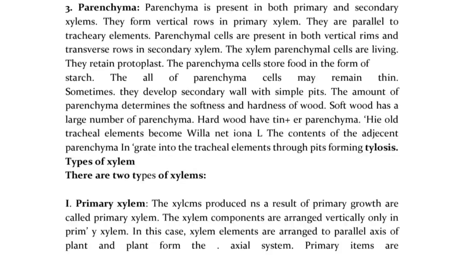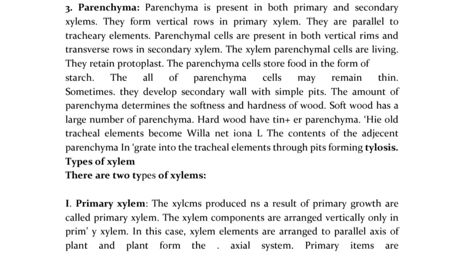The wall of parenchyma cells may remain thin. Sometimes, they develop secondary wall with simple pits. The amount of parenchyma determines the softness and hardness of wood. Soft wood has a large number of parenchyma. Hard wood has very little parenchyma. In old tracheary elements, the contents of the adjacent parenchyma protrude into the tracheary elements through pits, forming tyloses.